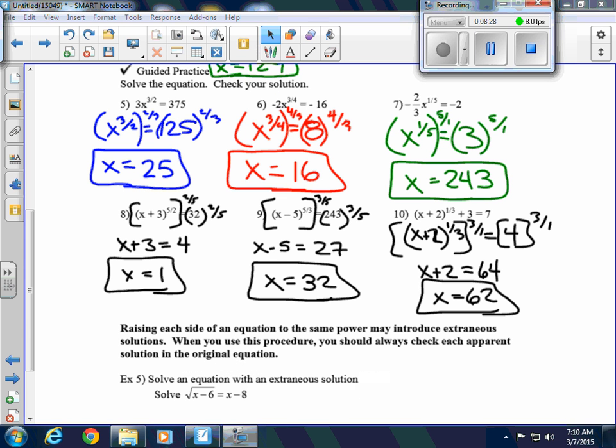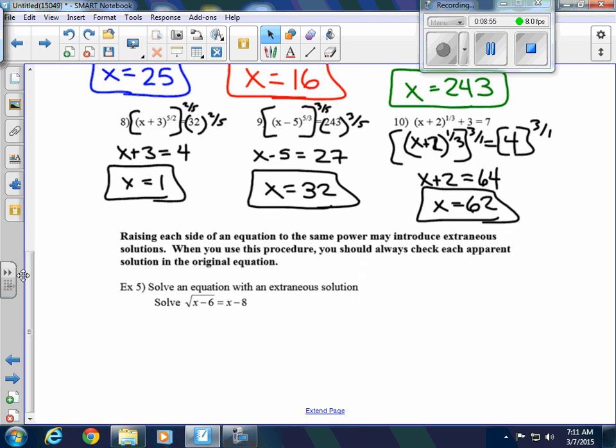And there are the answers to those 6 guided practice questions. Notice we have to raise it to the reciprocal of whatever power it's being raised to. And that way when we multiply those two, we get 1. And that eliminates the rational expression from the side of the equation with the variable on it. So then we can solve it.